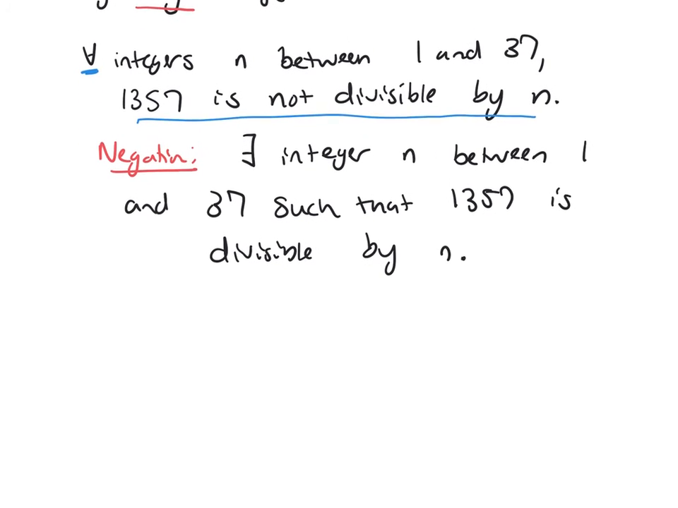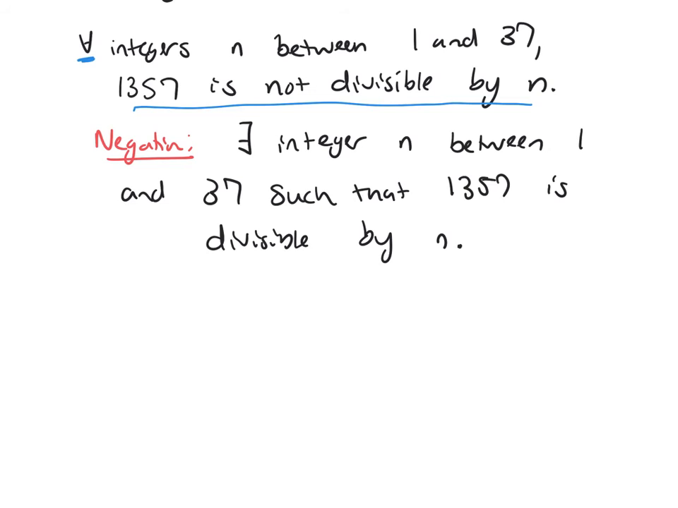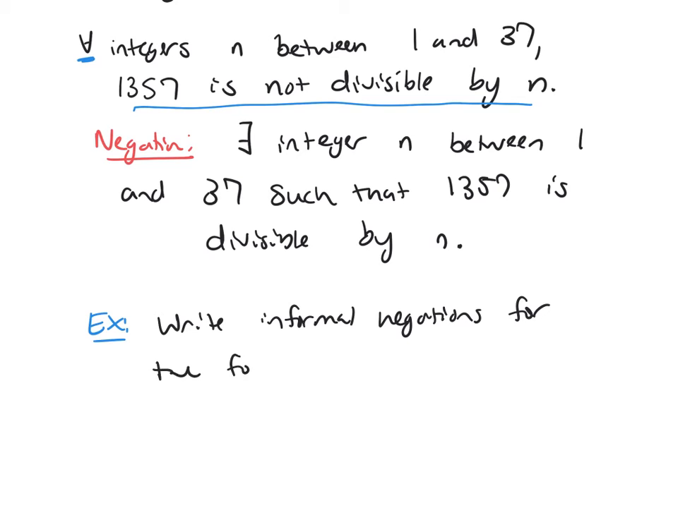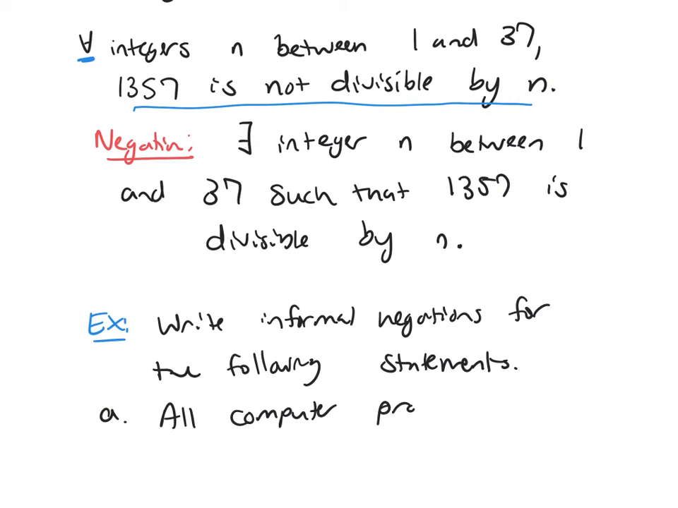All right, so one more example let us look at here. Write informal negation, so you don't need to use symbols or variables, for the following statements. So first one, all computer programs are finite.